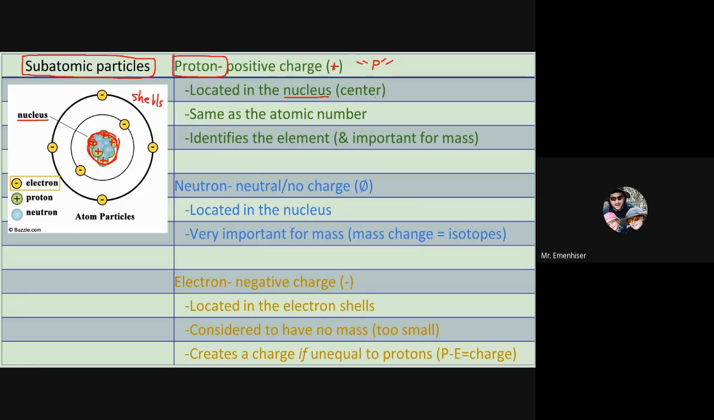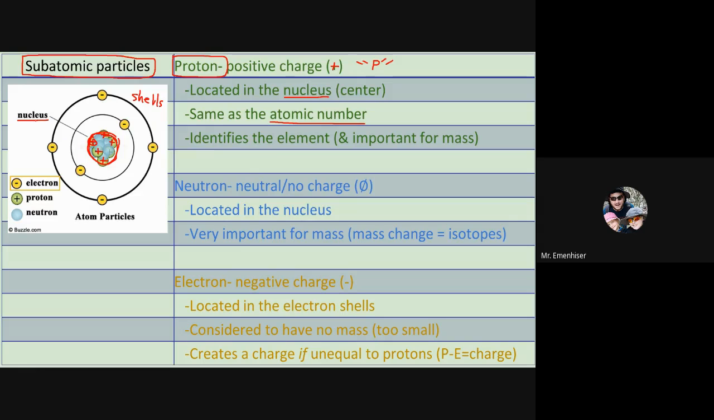The number of protons is the same as the atomic number, and we'll talk about atomic number. The proton identifies the element, so the number of protons that an element has will determine what element it is. And it's important for mass. Okay, positive protons, they're in the nucleus. They're equal to the atomic number, and it identifies the element. It's important for mass, and that's because protons have mass. Everything in the nucleus has mass.